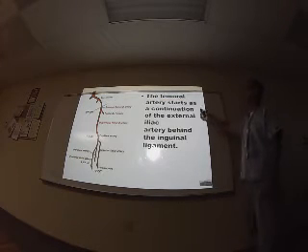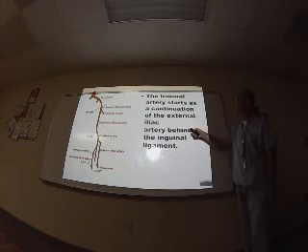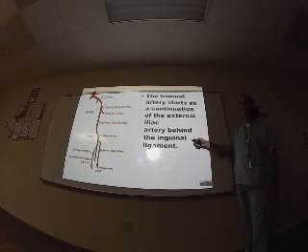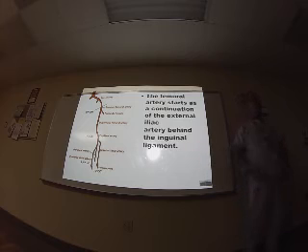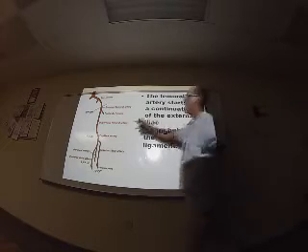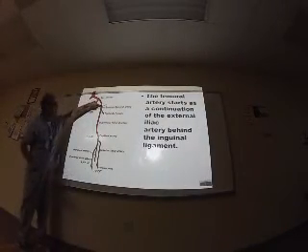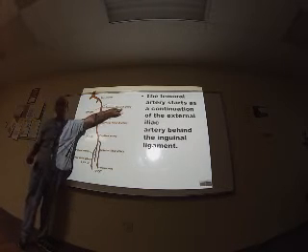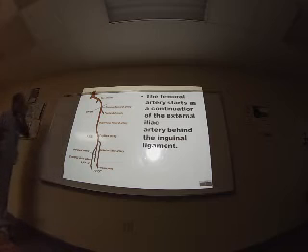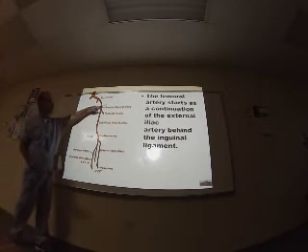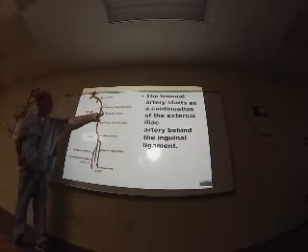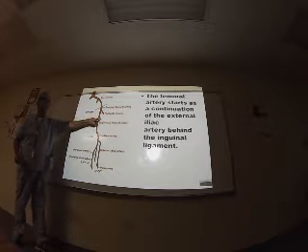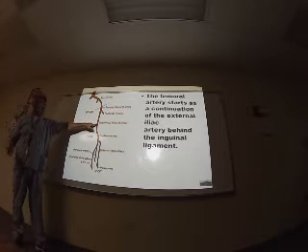The femoral artery starts at the continuation of the external iliac artery behind the inguinal ligament. The inguinal ligament is in this area that nobody wants you to touch, a very sensitive area. This is where the external iliac artery changes its name and begins the common femoral artery. The common femoral artery bifurcates into the profunda femoral artery and the superficial femoral artery.